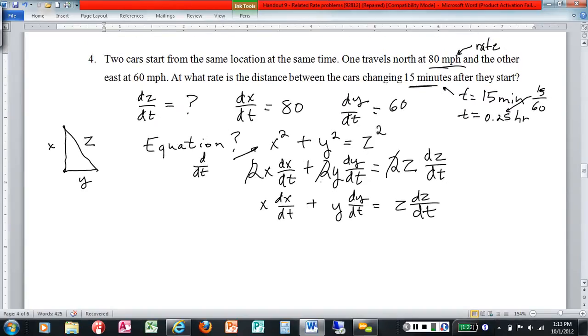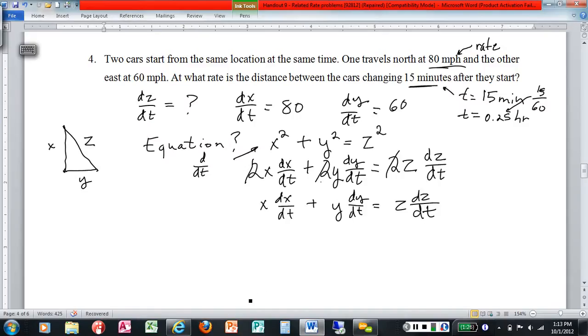All right, so now I'm ready to substitute. I'm trying to find dz/dt. I got dx/dt, I got dy/dt given. Now, though, there's a couple of other little notes to mention. I've got dx/dt and dy/dt, I'm going to substitute in. But I'm trying to find dz/dt, so I need to know these other things.